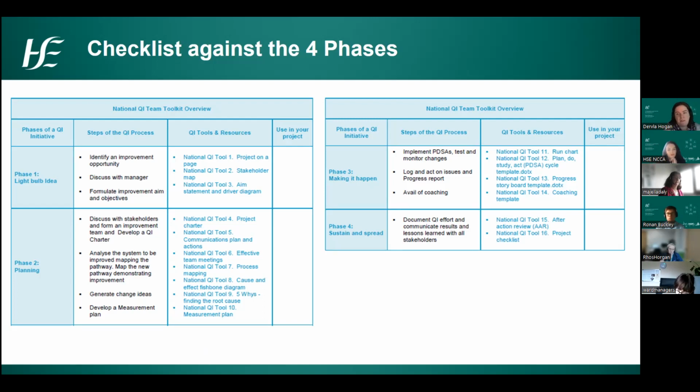However, we're currently in the process of updating the toolkit. So we're going to have a new QI guide and toolkit. It will be available hopefully within the next month. And that will really guide you from your initial light bulb moment through to the QI project design, implementation, evaluation, sustainability, and spread. So it's going to be slightly differently laid out. It's going to include examples of completed tools, so you can really see how you would actually use them in a real quality improvement project. So we're looking forward to releasing that for you as well.